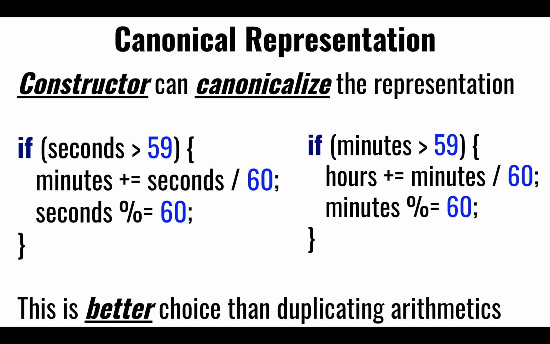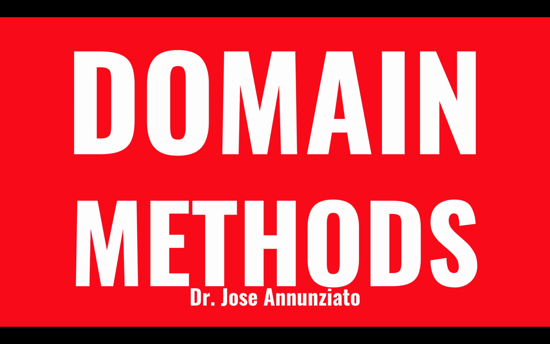Same thing here. We want to centralize these decisions in one single place, so that we're not writing all these edge cases all over the place in our source code. We can centralize it. So this is a better choice. All right, so let's take a look at some of the domain methods, meaning the methods that are needed for our particular domain. In this case, it is a duration domain.